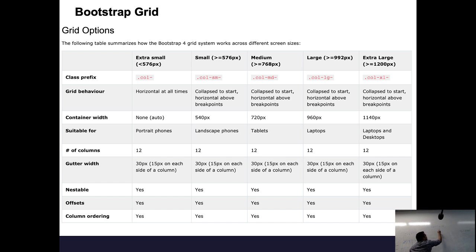SM, MD, LG and XL. These are the only available options. I'll come back to the first one later on. Small, SM, means all the devices whose width is 576 pixels and more. These are usually your phones when you turn them into landscape mode. When you turn your phone into landscape mode, the width is 576 or more.